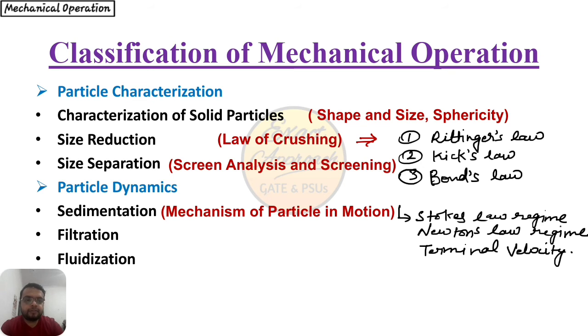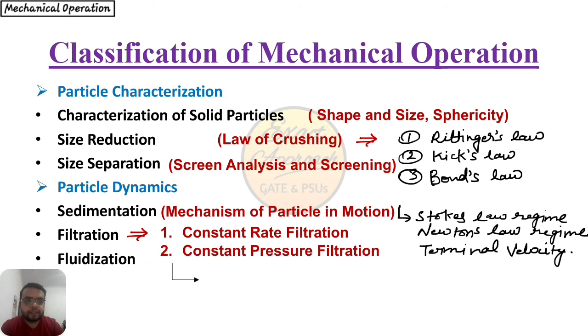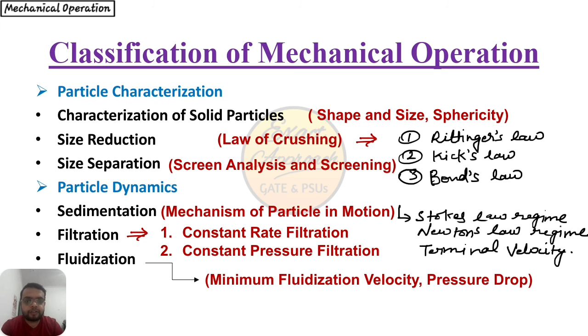Filtration is of two types: constant rate filtration and constant pressure filtration. In fluidization, we will cover minimum fluidization velocity and pressure drop. The detailed discussion of these topics will be covered in the next videos.